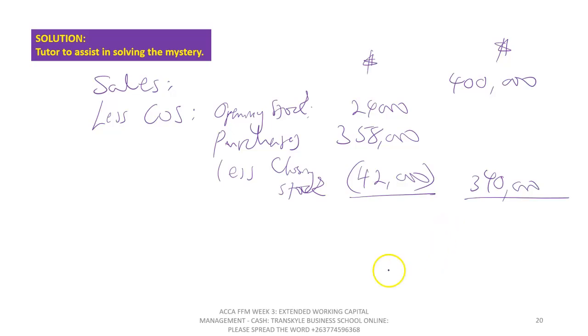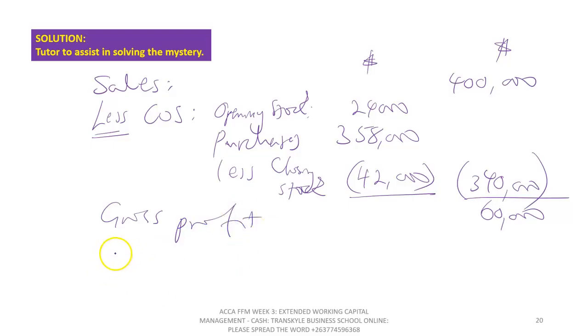Then we get this. Remember, this is a negative because it is emanating from that operation less. Okay, so we are left with $60,000, and this becomes our gross profit.